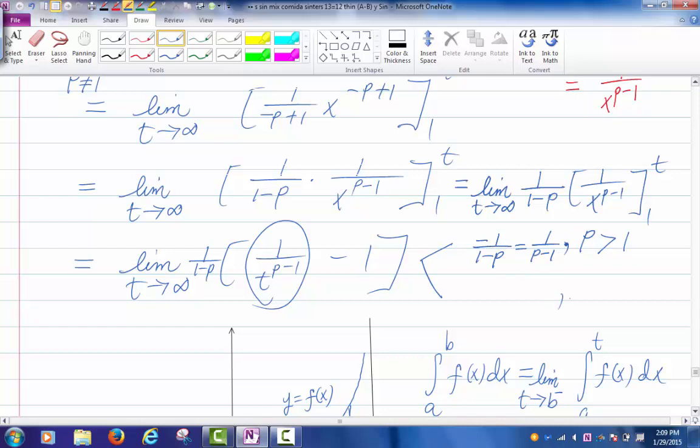What's the other case? p is strictly less than 1. That's the other case. If p is less than 1, what can you say about the limit of 1 over t to the p minus 1?